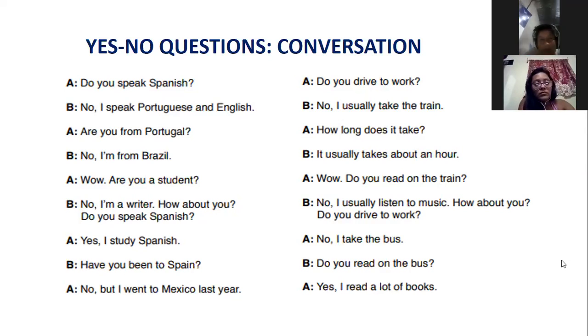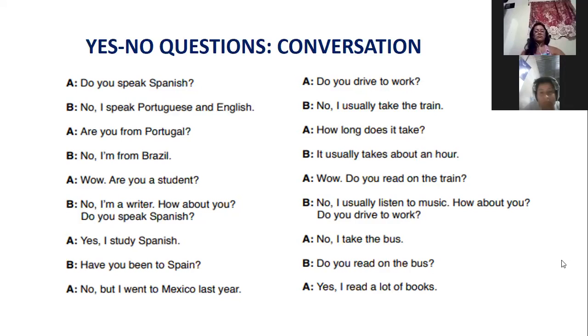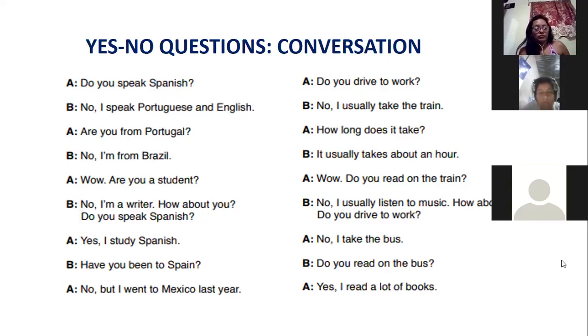Okay. Do you drive to work? No, I usually take the train. How long does it take? It usually takes about an hour. Mm-hmm. Wow, do you read on the train? No, I usually listen to music.